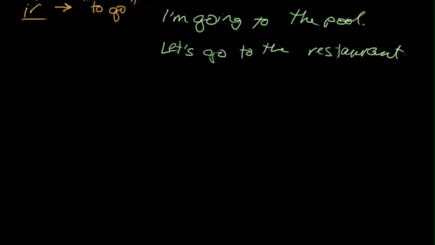Okay, so we have our verb here. And before we move on, I'll tell you that the English translation of ir is to go. So anytime you want to say, I'm going to the pool, or let's go to the restaurant, ir is the way to go. No pun intended. So these are the conjugations for ir.